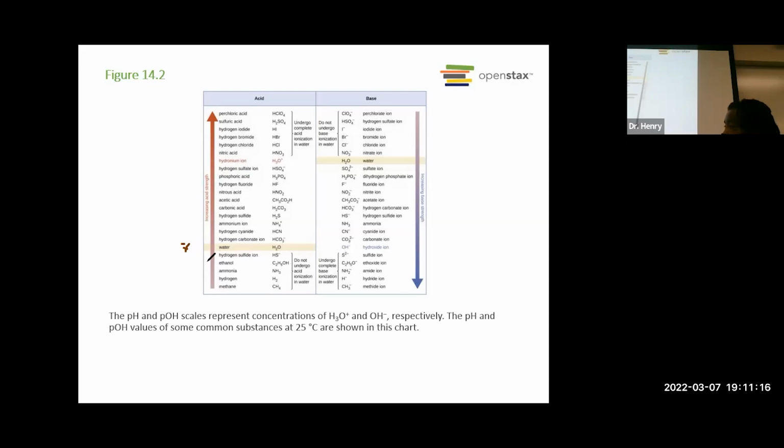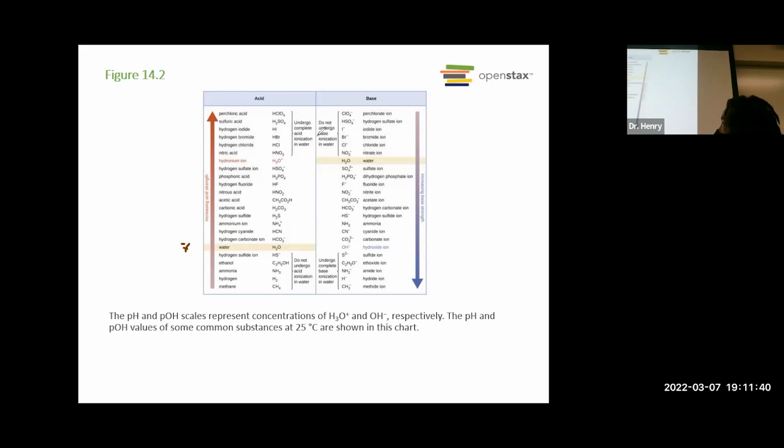So if it doesn't dissociate into its ionic components, the more it dissociates, the stronger it is. Right? So if you have complete dissociation, it's a really strong acid.